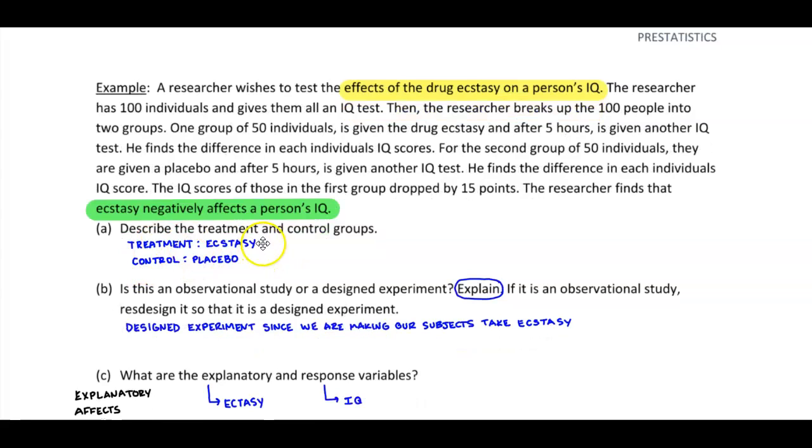So for part A, describe the treatment and the control groups. Well, the treatment is ecstasy and the control is the placebo.